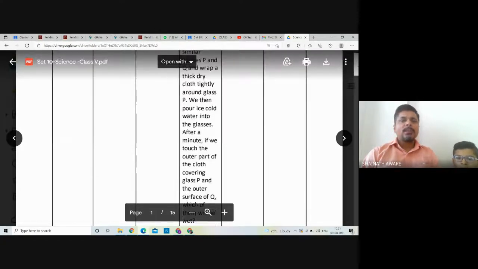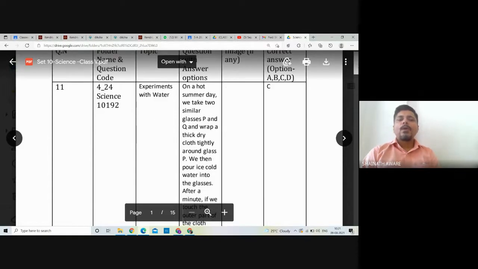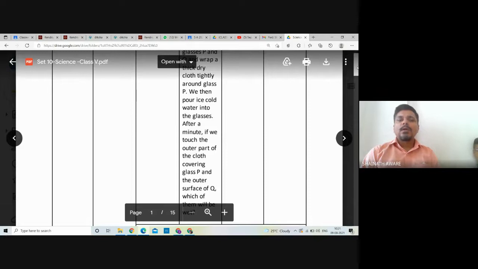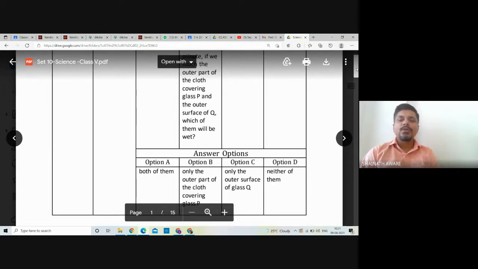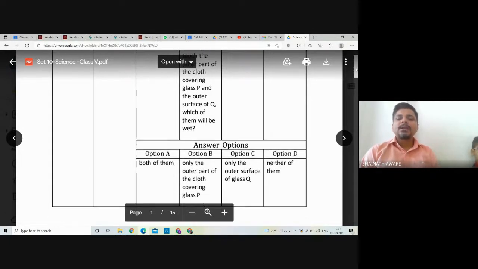Now I am showing it here, and because of time I am reading it myself. On a hot summer day, we take 2 similar glasses P and Q and wrap a thick dry cloth tightly around the glass P. Then we pour ice cold water into the glasses. After a minute, if we touch the outer part of the cloth covering glass P and the outer surface of glass Q, which of them will be wet? This is the story of a glass, summer season, cloth. Now if you read this, can you tell me your answer?